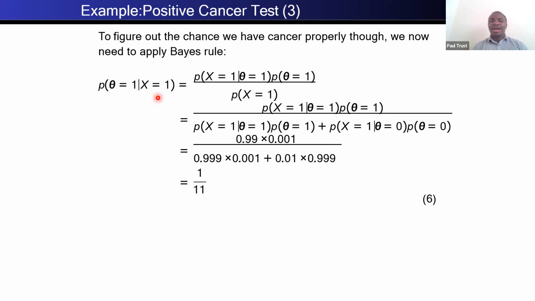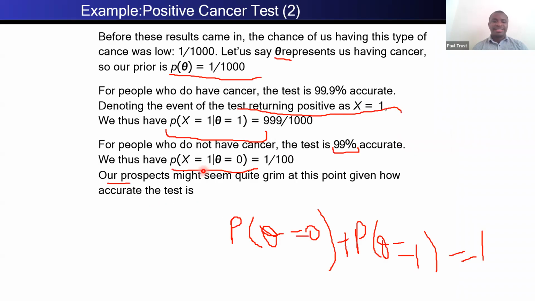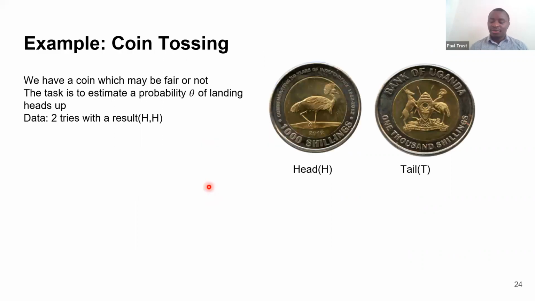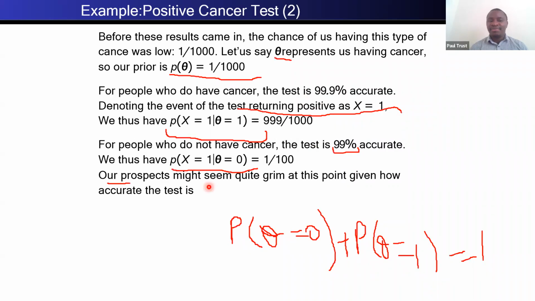our chance of actually having cancer is not 99%. This is amazing, because from the test, you would think that since the test is 99.9% accurate, our chance of having cancer if we receive a positive result is 99%. That's what a frequentist person would say. In actual sense, it's not 99%. It's 1 out of 11. And why is that so? It's because of the influence of prior information.